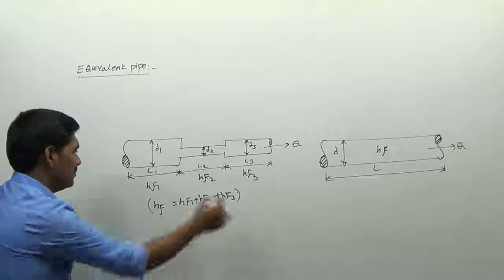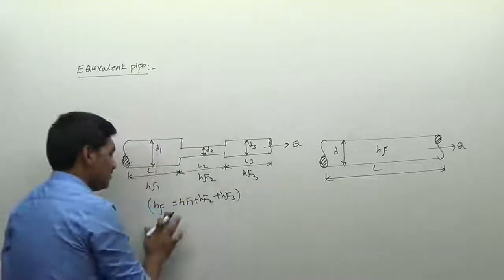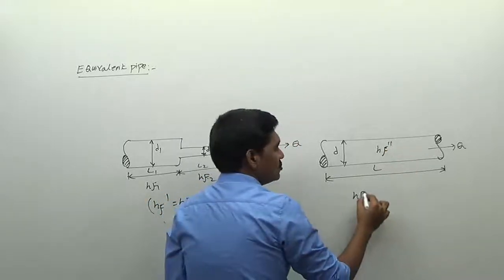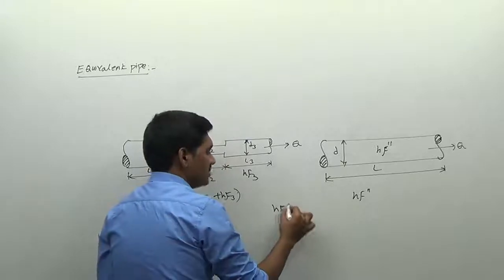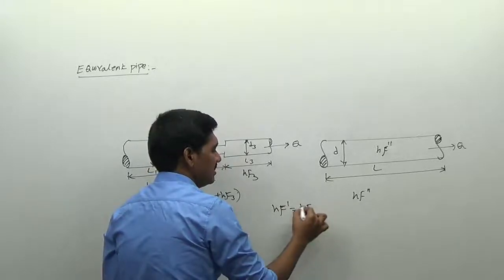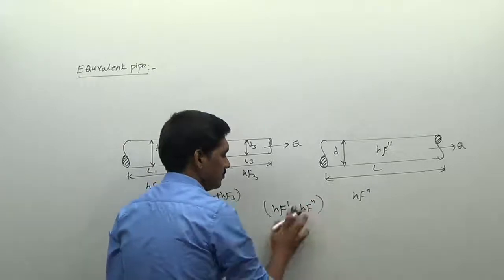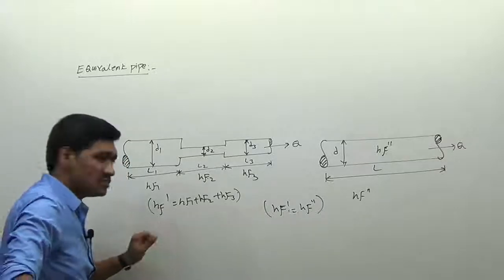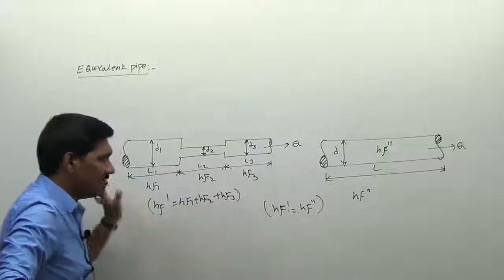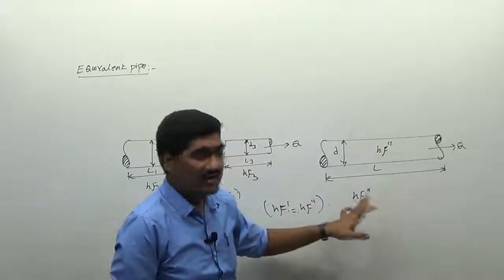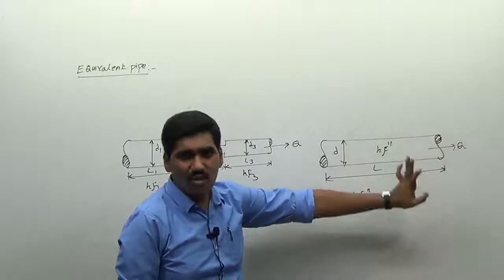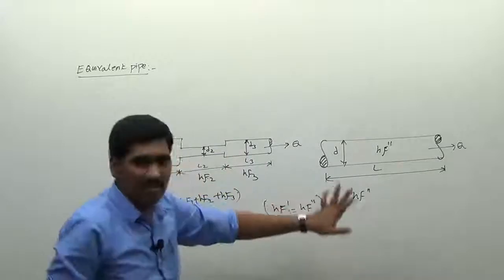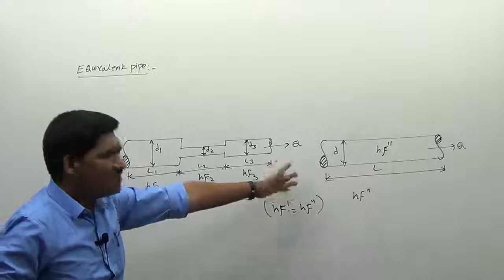This total loss of head, let it be some value HF, HF dash and HF double dash, and these values should always be equal. HF dash should be equal to HF double dash. That is the relation here. So the loss of head in the compound pipe will be equal to the loss of head in the pipe of the same diameter. Therefore, this pipe is also called the equivalent pipe, which has some diameter D. So what is the purpose of this equivalent pipe?